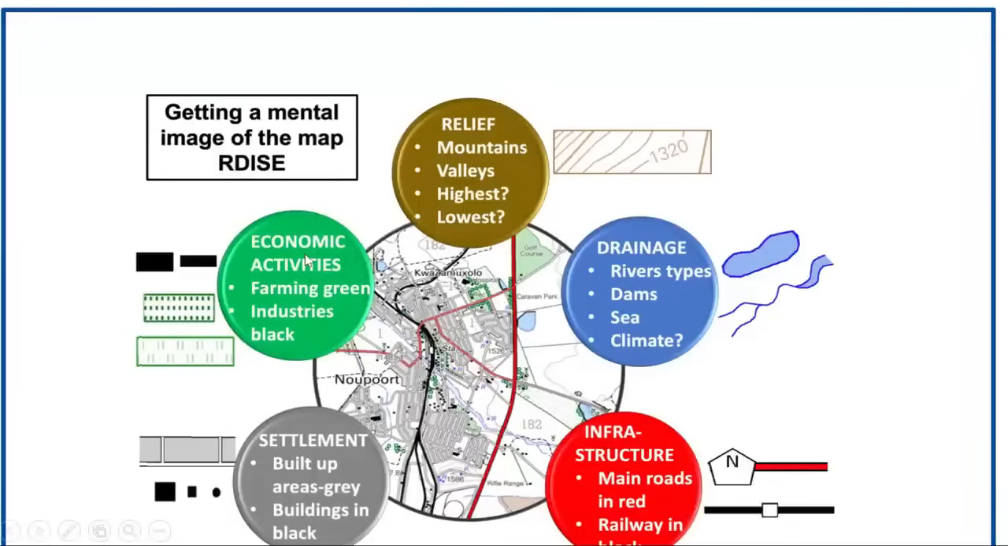You must be able to identify the economic activities in terms of farming. Farming will be represented in green, and industries will be represented in black. And then you must be able to identify settlements or built up areas. The built up areas indicate urban settlements. The built up areas are shown in gray. You must be able to identify that. And these ones can be industries in black.